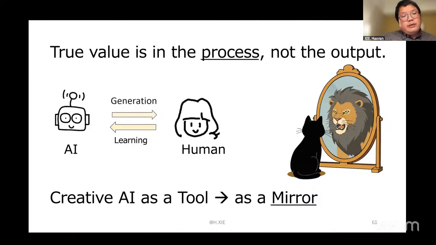Creative AI or generative AI is not just a tool that helps people. I think that generative AI or creative AI is a mirror. From the mirror, people can understand themselves, understand what can make them more powerful, what can augment their capability and make them stronger, and not just have AI replace humans, replace the designers.